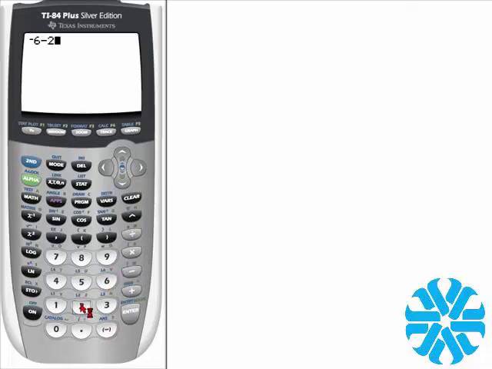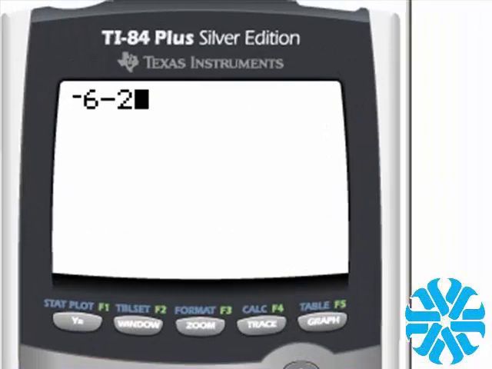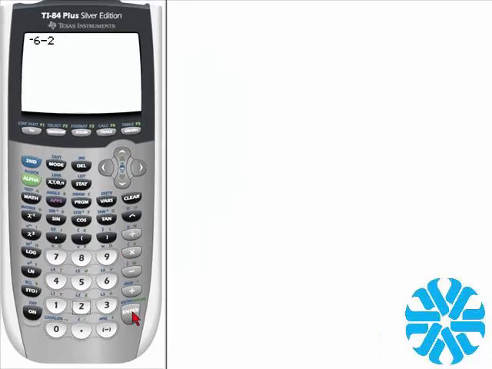subtract 2. Now, one thing I want to emphasize right here, and that is the difference between the sizes of the symbols here. So we have a negative 6, and then we have a subtract 2. The subtraction symbol is much larger than the negative value symbol. Okay? The subtraction symbol is about twice the size as the negative value symbol. So just pay attention to that when you're doing your computations. So this should give us a negative 8 when we hit enter.